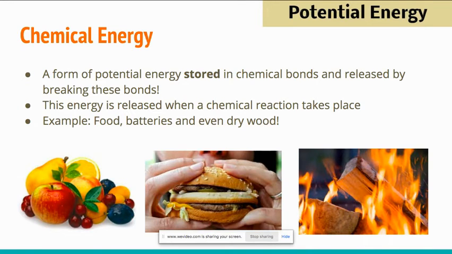So, in our bodies, we take in food, and that gives us some chemical energy to store. And we process that chemical energy and we use that chemical energy by breaking down those bonds through some chemical processes in our bodies. So, our examples of chemical energy is food. You can also use batteries as chemical energy as well. And even when you burn wood, that's another example of chemical energy being used.